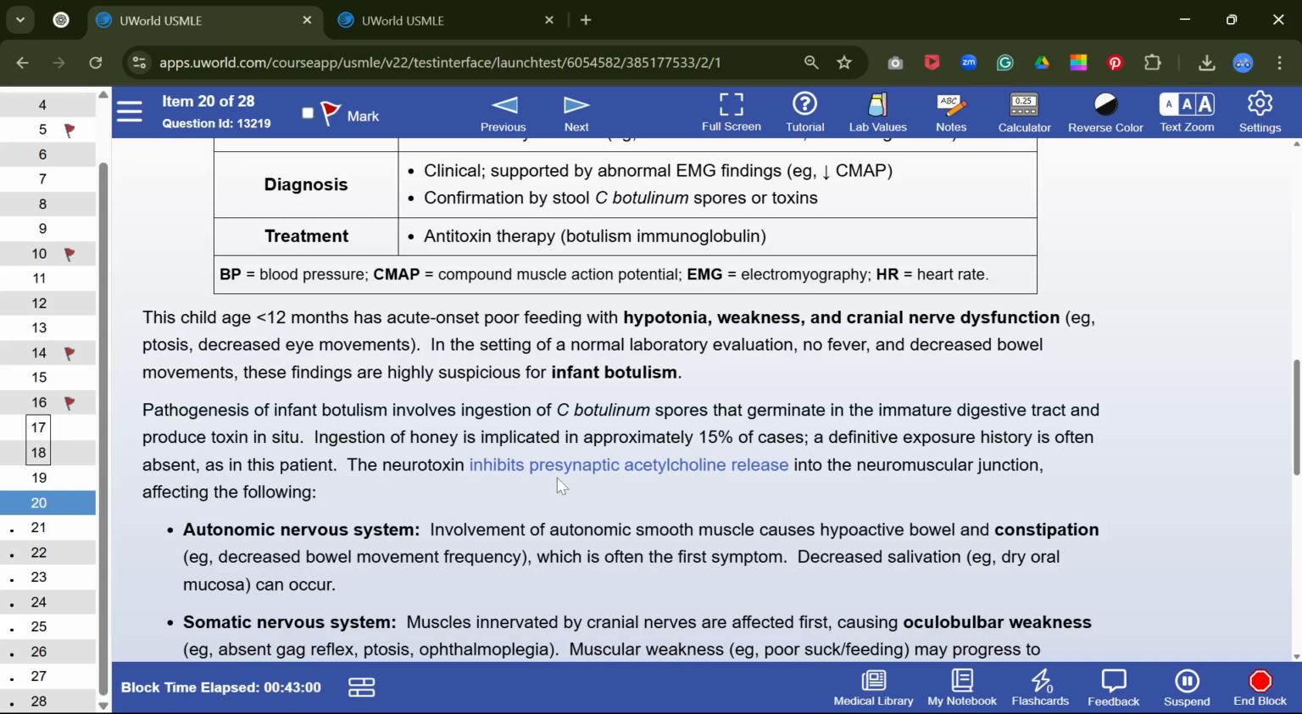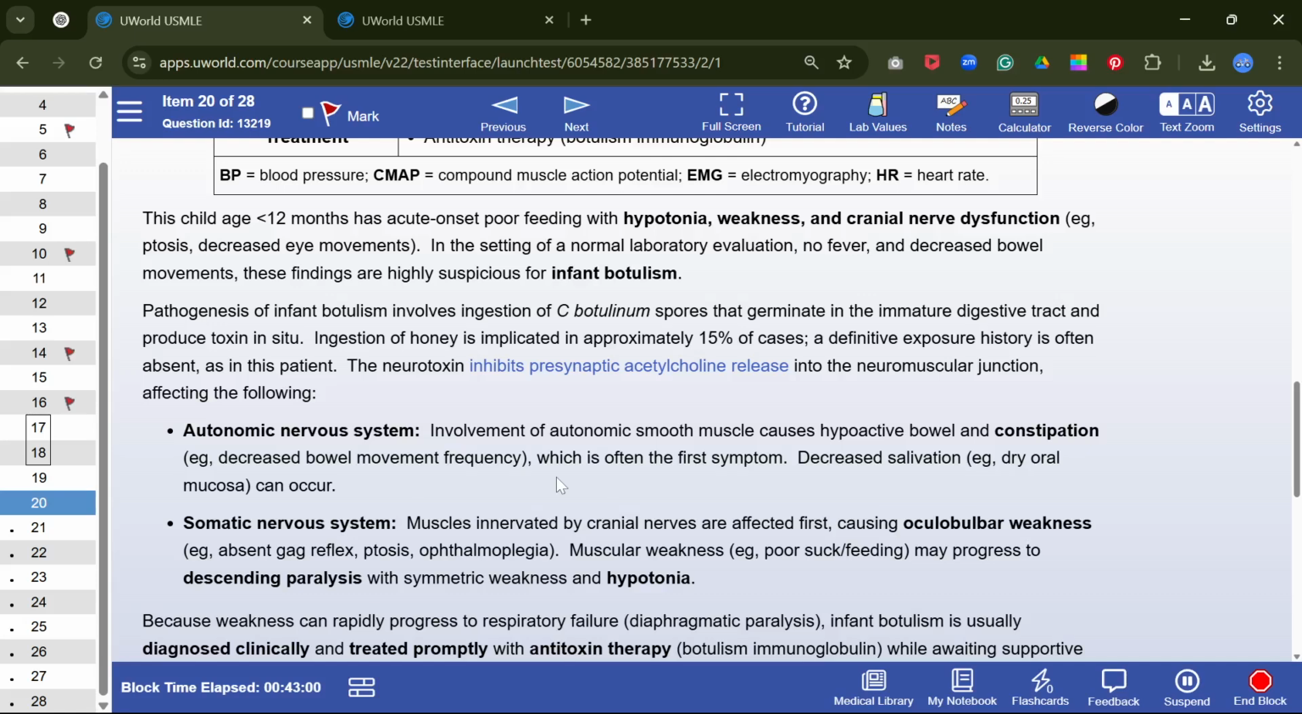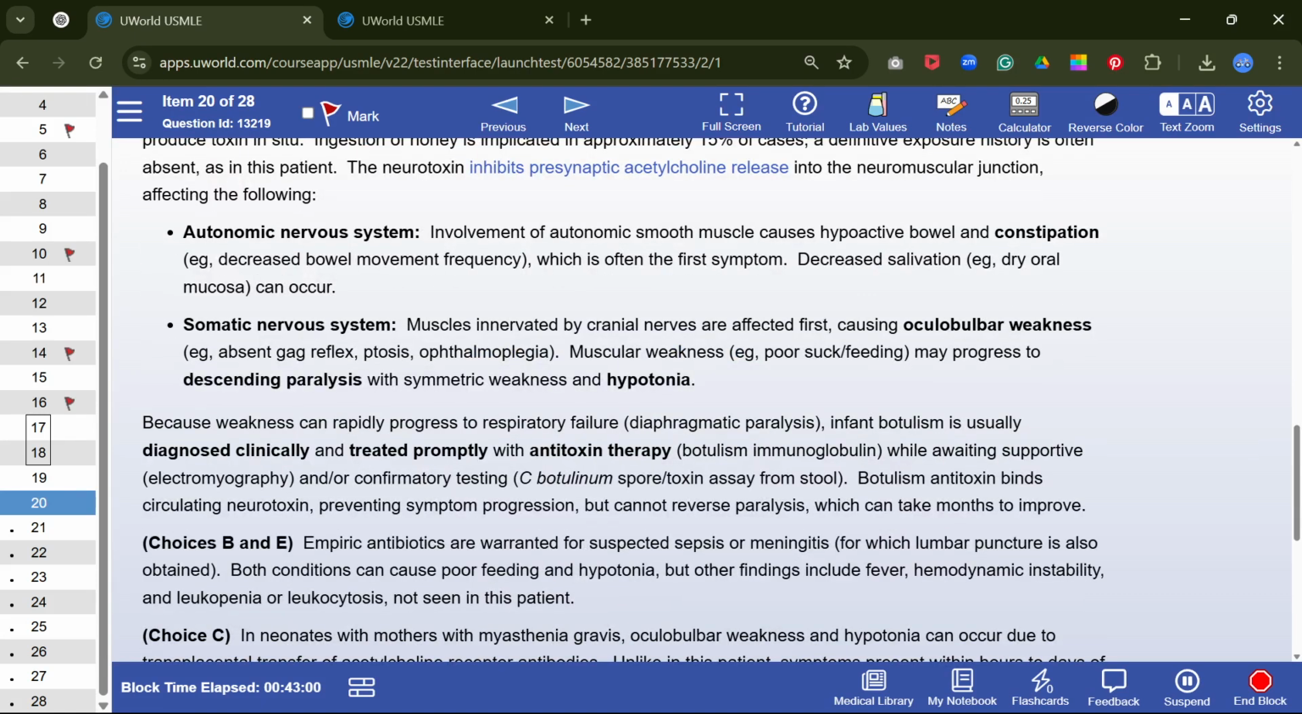Pathogenesis of infant botulism involves ingestion of Clostridium botulinum spores that germinate in the immature digestive tract and produce toxin in situ. Ingestion of honey is implicated in approximately 15% of cases. A definitive exposure history is often absent, as seen in this patient. The neurotoxin inhibits presynaptic acetylcholine release into the neuromuscular junction, affecting the autonomic nervous system and somatic nervous system.